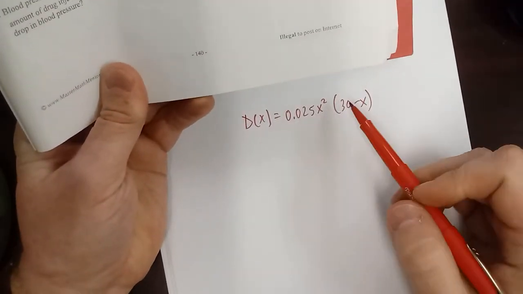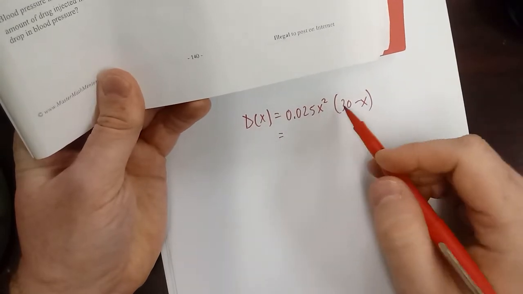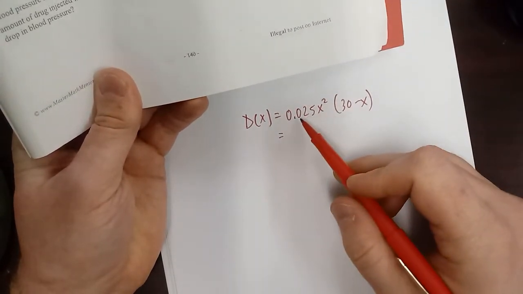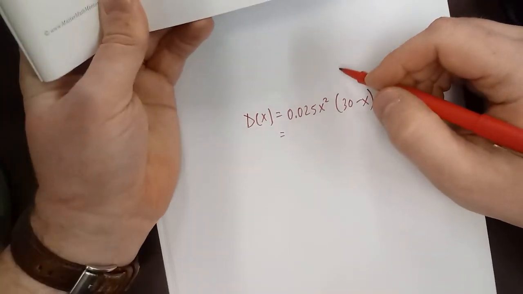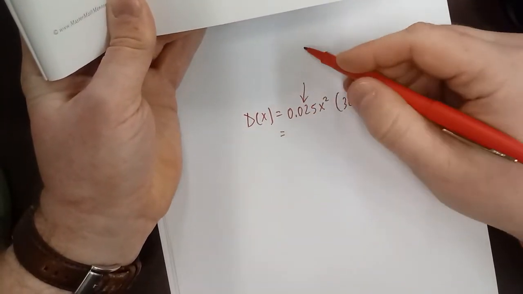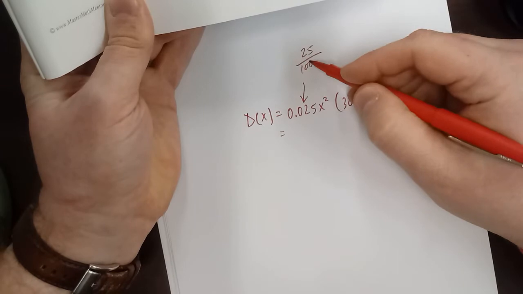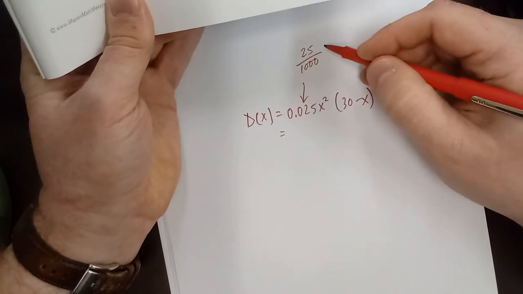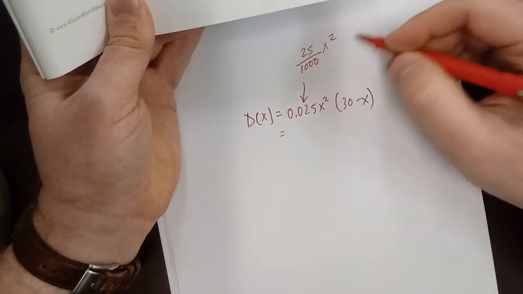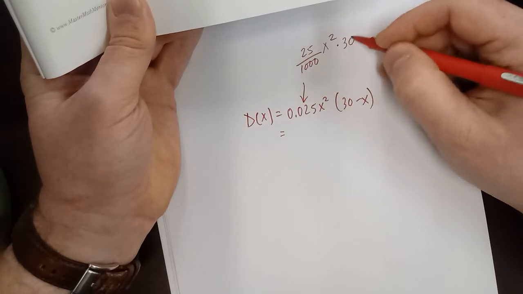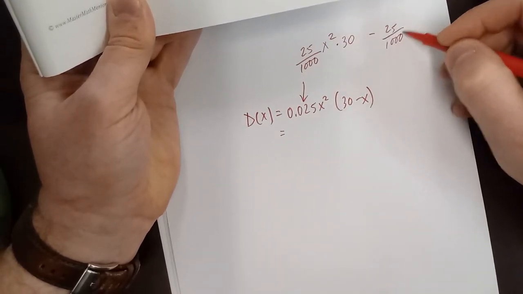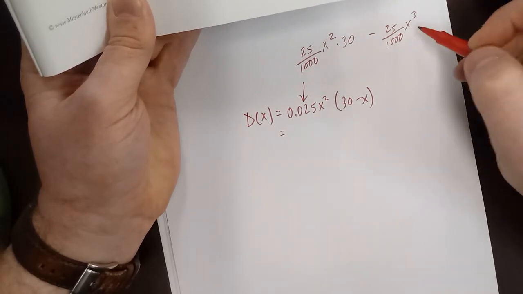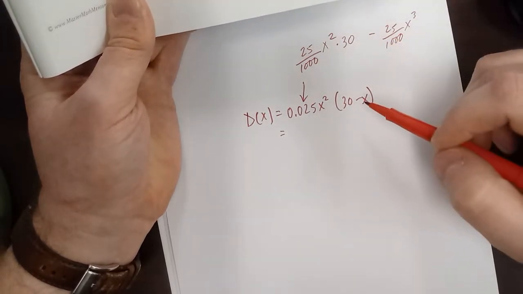But this isn't too bad. Before I take the derivative of this, I'm going to simplify it. So this is 30 and this is 0.025, or, and again, since I don't have my calculator, I'm going to do this by hand. This is 25 over 1,000. So 25 over 1,000 x squared times 30 minus 25 over 1,000 x cubed.